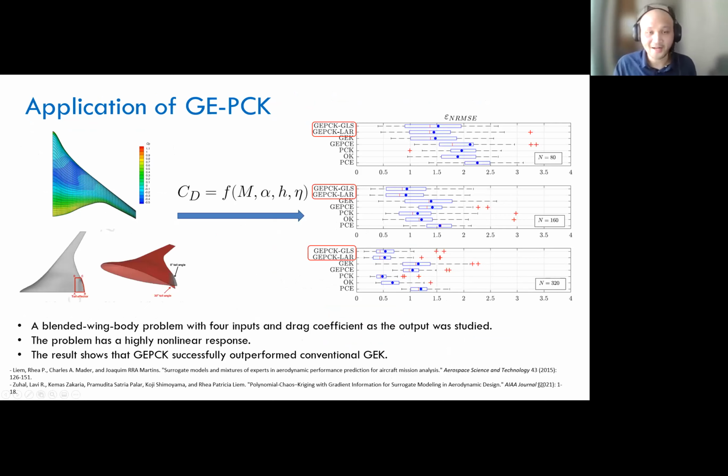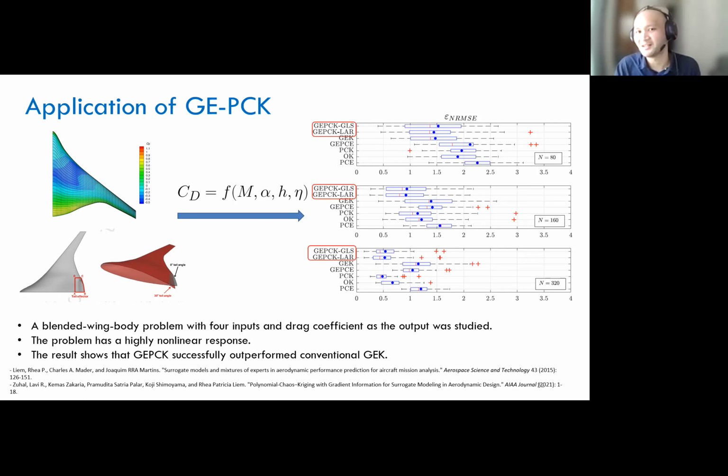And let's try that on one difficult problem, which is only 4-dimensional, but the problem is highly nonlinear. So this is called the blended wing body problem, and the output is drag coefficient, and the inputs are Mach number, angle of attack, altitude, and the last one is tail angle. So 4 inputs, but the problem is highly nonlinear. And if you compare our method, which is called the gradient enhanced polynomial chaos kriging, sometimes I use Gaussian process regression, sometimes I use kriging.